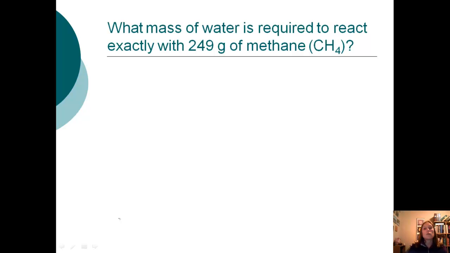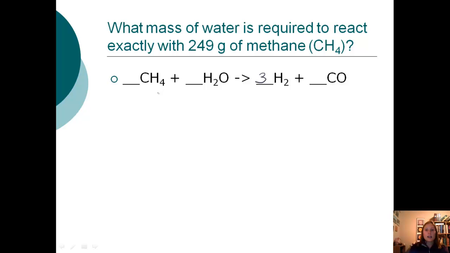We want to find out what mass of water is required to react exactly with 249 grams of methane. Well, first remember we want to balance. Let's see, I've got 1 carbon, I have 6 hydrogen, so I put a 3 here, and it's balanced. I have 249 grams of methane. I want to know grams of water. Start with my 249 grams. If you want, you could pause this, do this on your own, and then fast forward to the answer if you feel comfortable with this stuff.